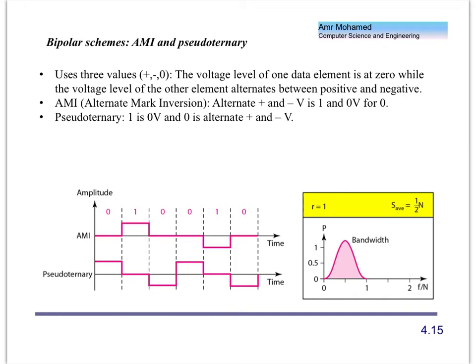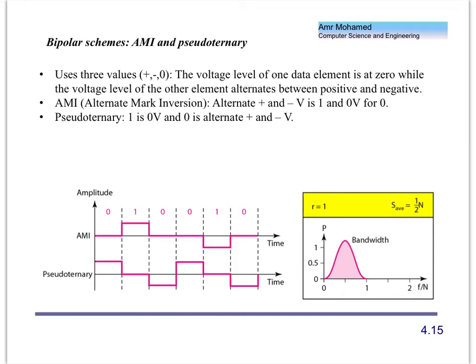Type 4 is bipolar. So we talked about unipolar, where all the voltage levels are either positive or 0, or negative or 0, but there's no positive and negative together. Polar talks about positive and negative, and 0 is never used to represent the data elements.